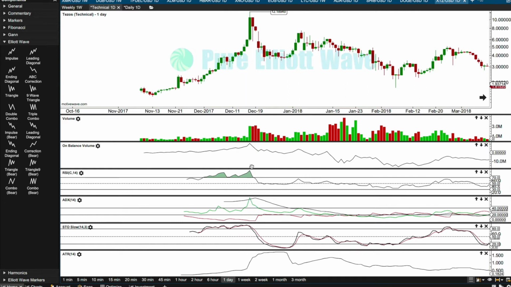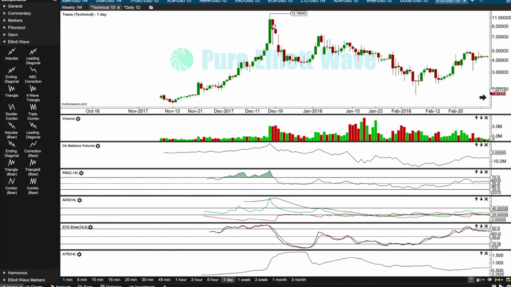RSI was deeply overbought and ADX was exhibiting a very extreme upward trend. Stochastics overbought and ATR showed an increase to the high. There was no bearish candlestick reversal pattern at the high. This is not a dark cloud cover. It doesn't look like it's closed within half of the real body of the prior candlestick.